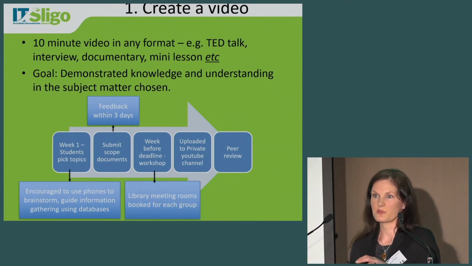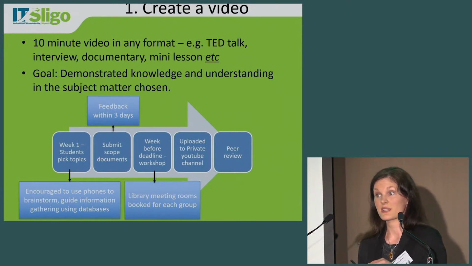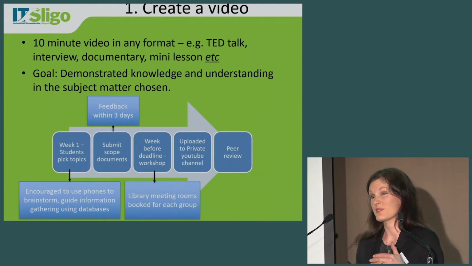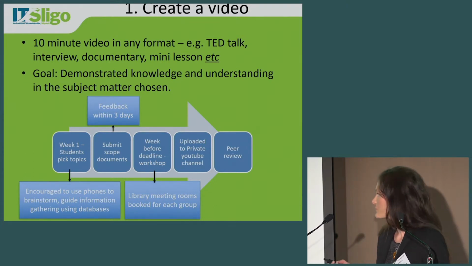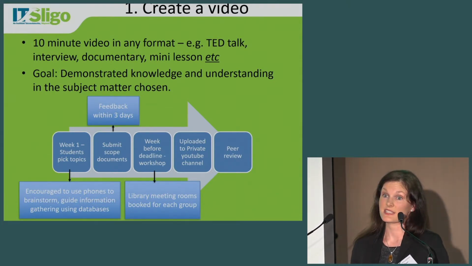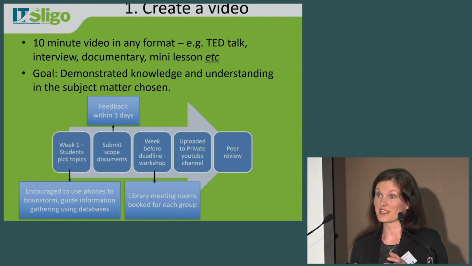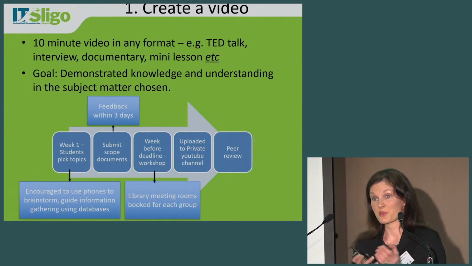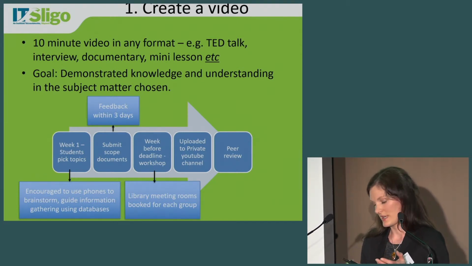They submitted a scope document to me the following week, and I got them feedback on that document within 3 days to tell them were they on the right track and had they chosen appropriate topics. The week before the deadline, the students booked library meeting rooms, and I facilitated a production and editing session at that point for them to put their videos together. They uploaded them to a private YouTube channel, and then there was a peer review process after that.